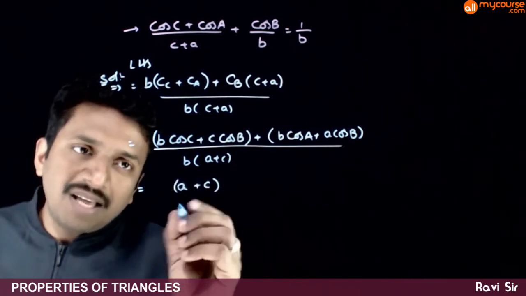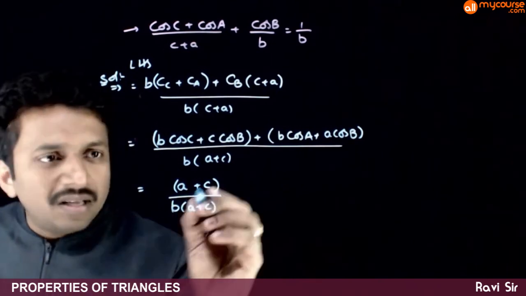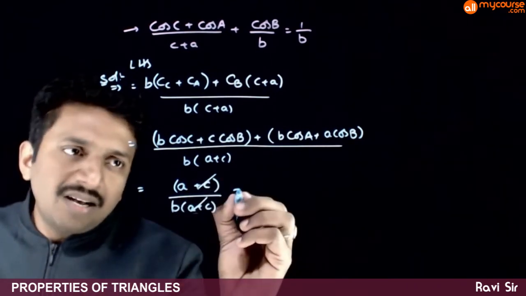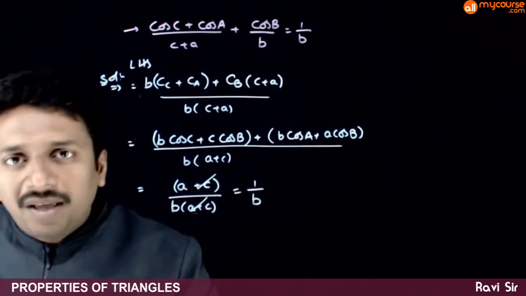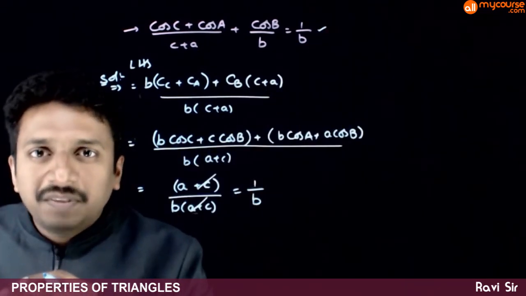So the numerator becomes A plus C by B times A plus C. So A plus C and A plus C gets cancelled. That is equal to 1 by B, which is the RHS. Hence it is proved. Thank you.